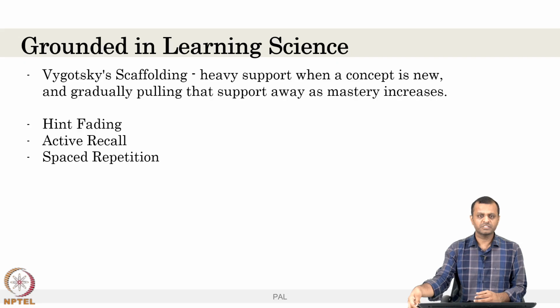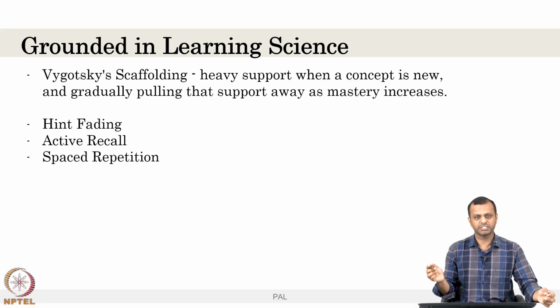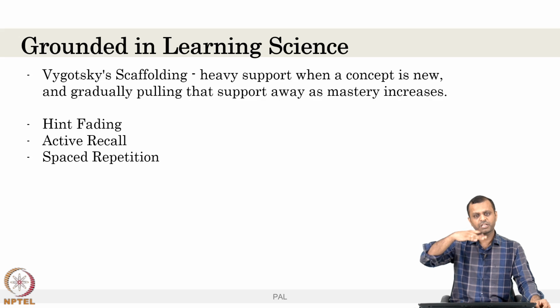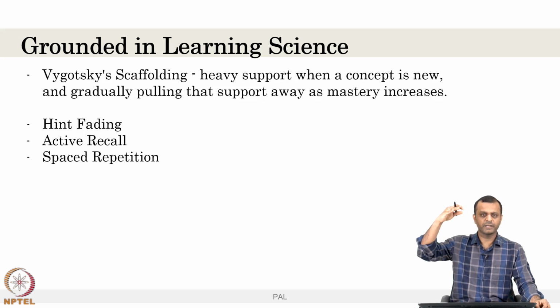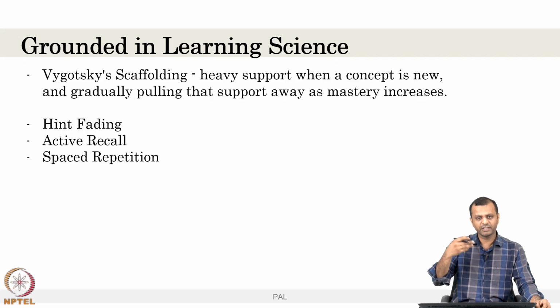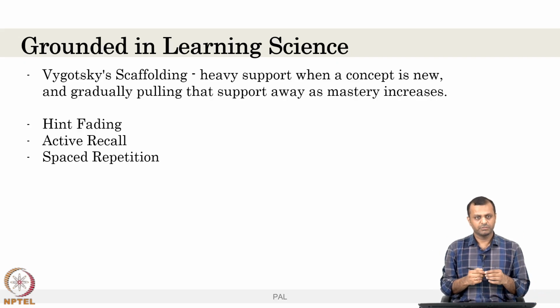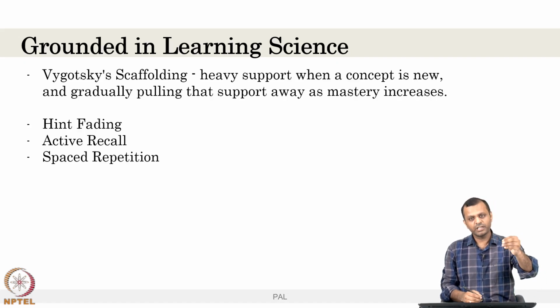You would have seen scaffolding in construction sites. If you go to any building construction, there are bamboo scaffolds to raise the building. Once the building is raised, the scaffolds are slowly pulled away. That's the analogy of scaffolding in education. Scaffolding can be done in terms of hint fading: give more hints initially, and slowly the hints are faded.